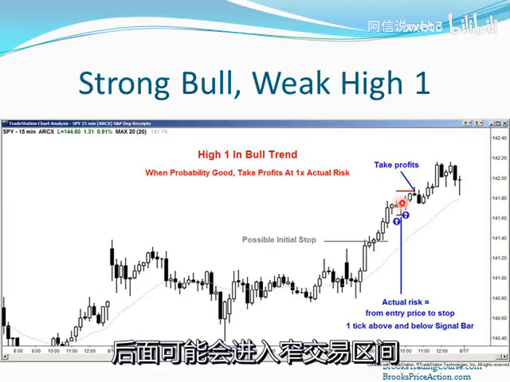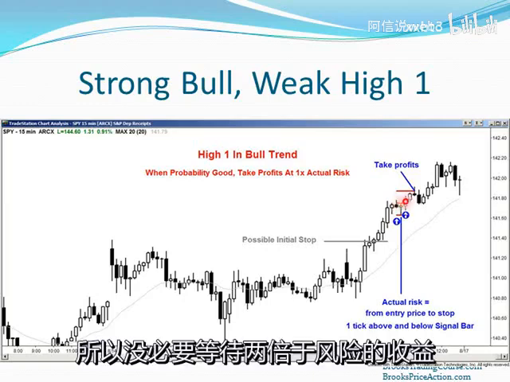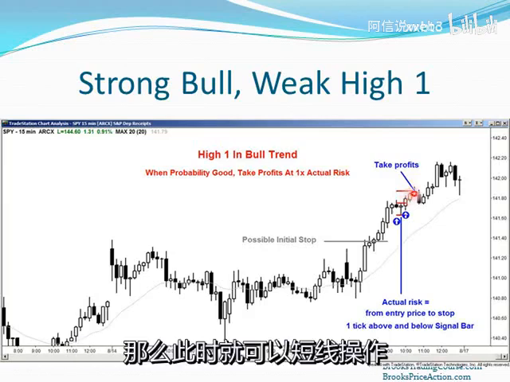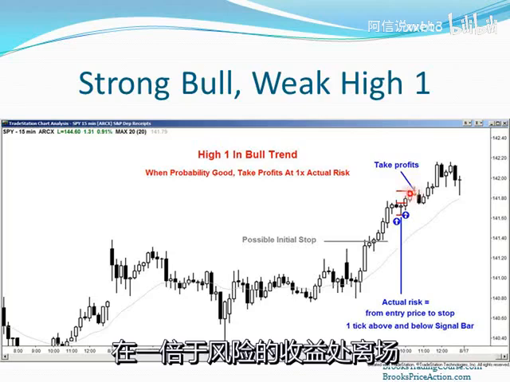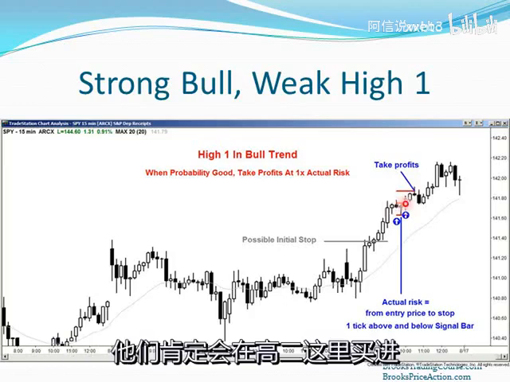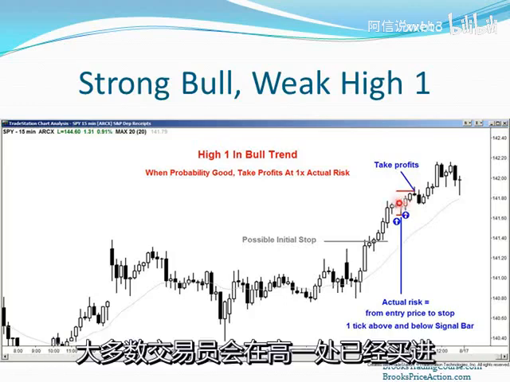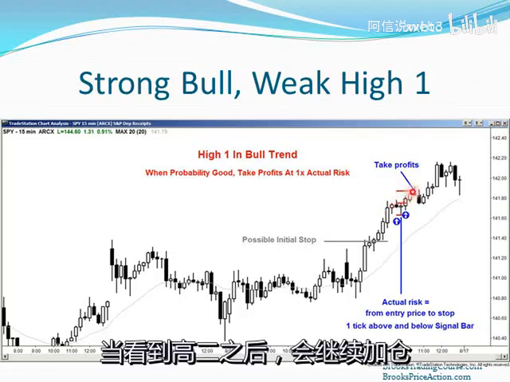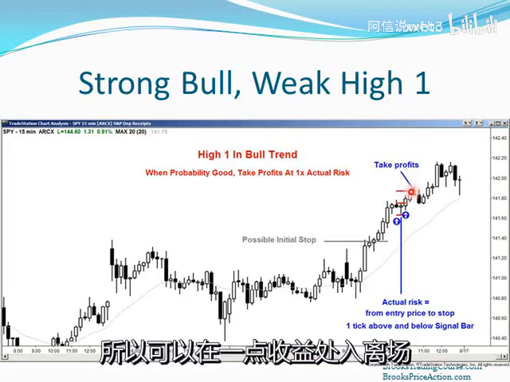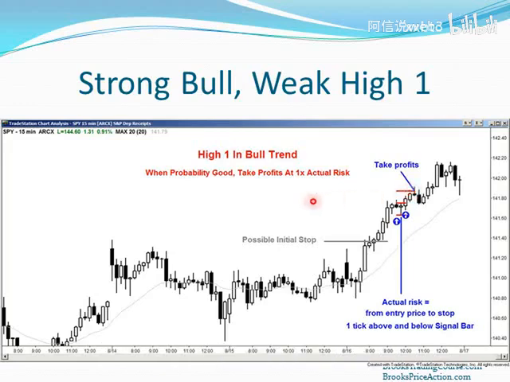We're getting dojis here. We might be entering a tight trading range. So I don't need to hold for 2 times risk since the probability is high. At that point, you could try to scalp out for 1 times the risk and take profits right here. A lot of traders, if they did not buy the first time, would have bought the second time because it's a high 2. Many traders who bought the high 1, if they see a second signal, will buy more. And since the second signal is higher probability, they could exit for a scalp at 1 point.